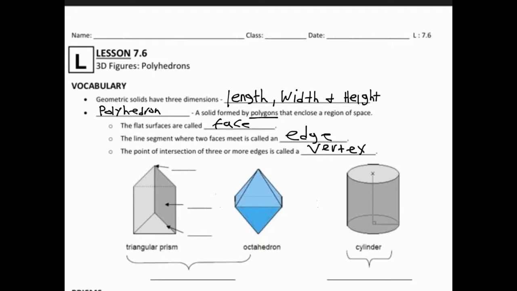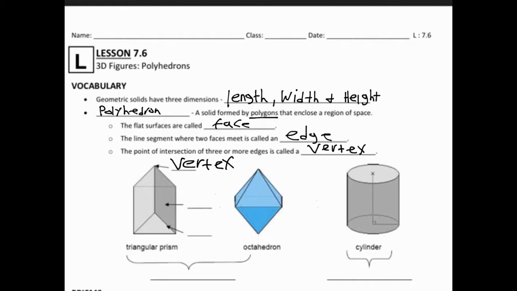Right below we have different polyhedrons to the left, and it's going to point out exactly what we just talked about. If you look at this very top arrow on this triangular prism, it is pointing at 3 different lines meeting at one point. So this is going to be known as the vertex.